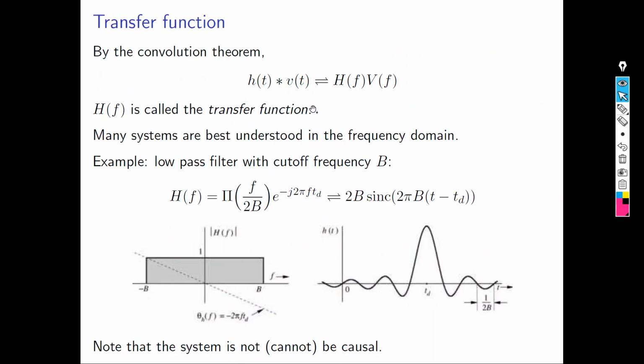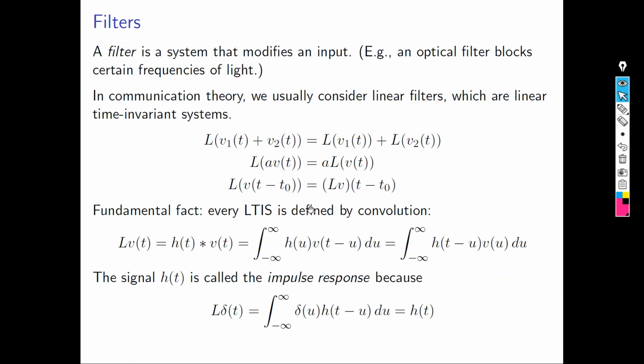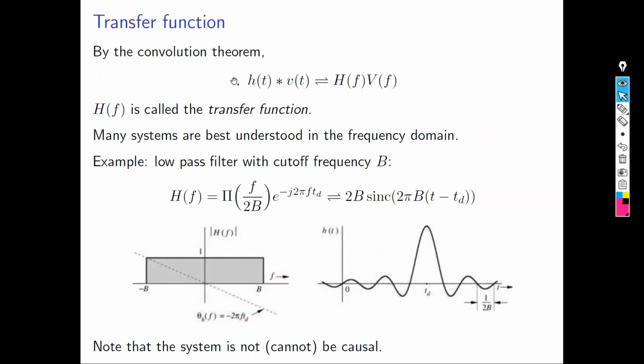Transfer function is like impulse response, but in the frequency domain. Take the Fourier transform of the impulse response, and it becomes the transfer function. h(t) convolved with v(t) is exactly equal to H(f) multiplied by V(f) in the frequency domain. H(f) is called the transfer function.